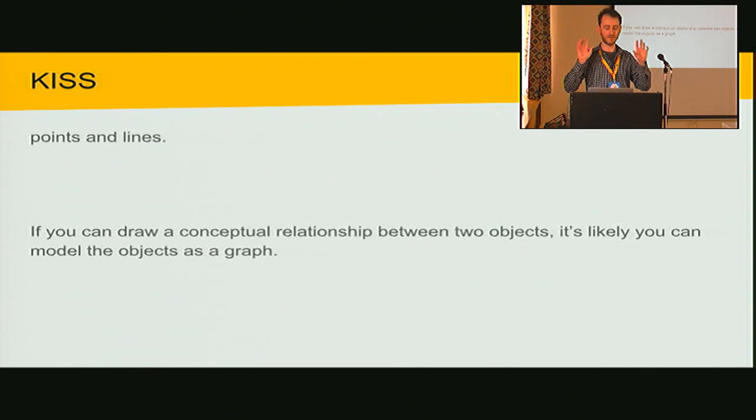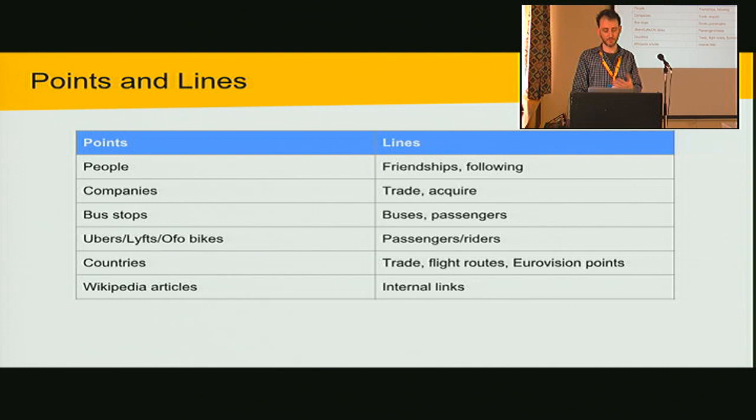If you can draw a conceptual relationship between any two objects, it's likely you can model them as a graph. So, some examples of points and lines. Points are people, and the lines that connect them could be friendship, could be following. Companies trade with one another or acquire one another. Bus stops could be those points, and the buses that go between the different bus stops could be those lines connecting them. And you can also think about passengers moving from one bus stop to another as those lines.